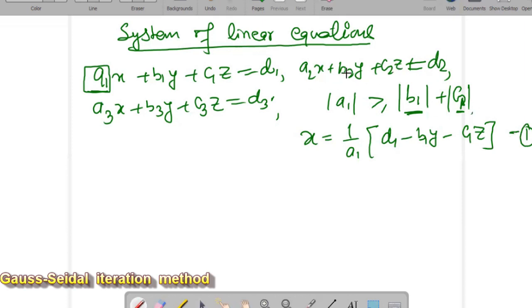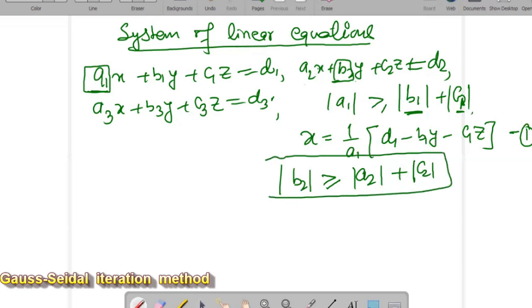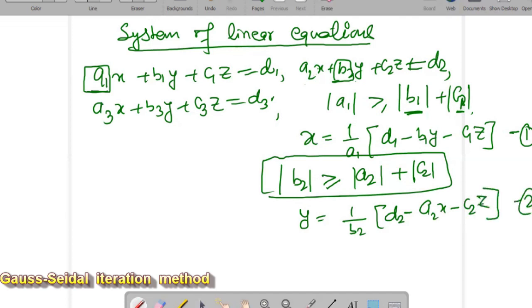In the case b2 is greater than or equal to a2 plus c2, b2 is the coefficient of y, which is greater than or equal to the coefficient of x, which is a2, and the coefficient of z, which is c2. In this case, we find the value of y from equation 2: y equals 1 by b2 times (d2 minus a2x minus c2z). This is equation 2.